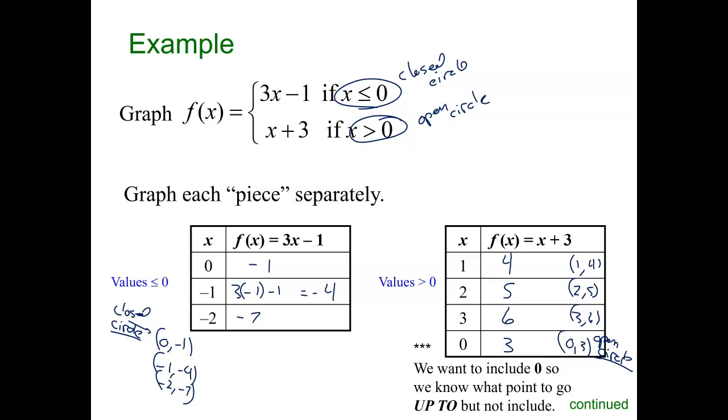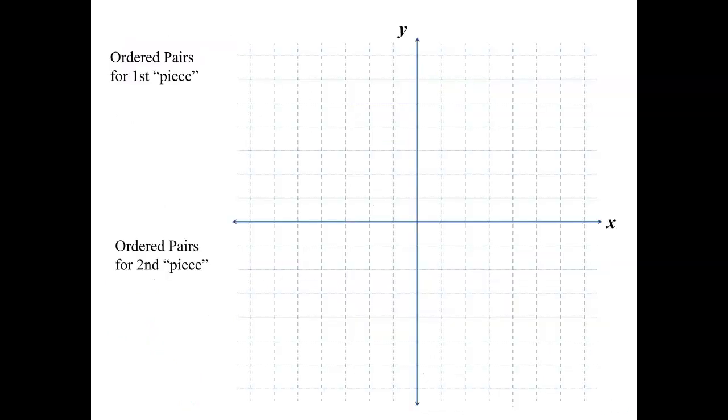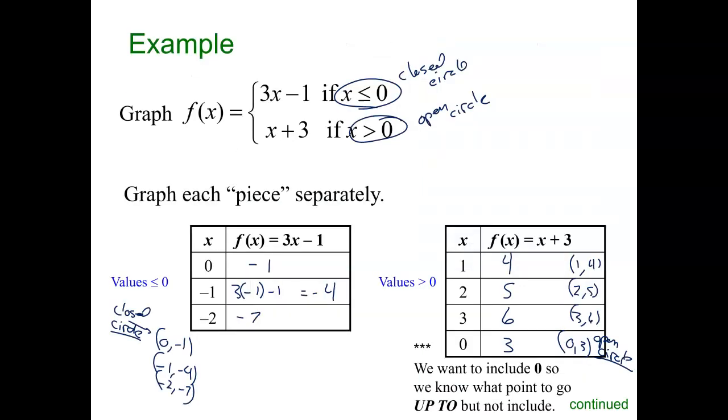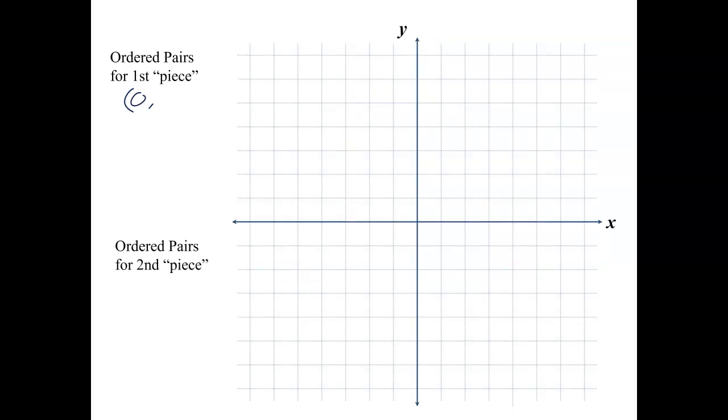A plot to draw my graph. Now remember, I'm going to have two different lines kind of mashed together, and there's going to be a jump, a change in the middle. All right? There's going to be a change in the middle. Okay? So my first piece was 0, -1, -1, -4, and -2, -7.